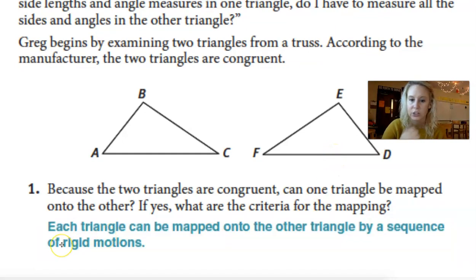All right, so each triangle can be mapped onto the other triangle by a sequence of rigid motions. So yes, okay, so this one would be a reflection. So A would be mapped onto D, B would be mapped onto E, and C would be mapped onto F. Okay, so if two triangles are congruent, yes, you can map them onto each other because of rigid motion.